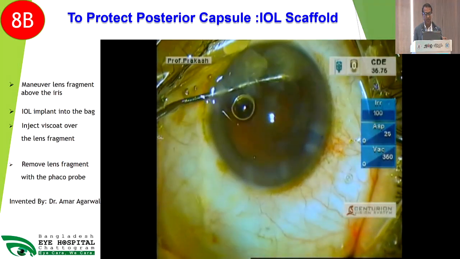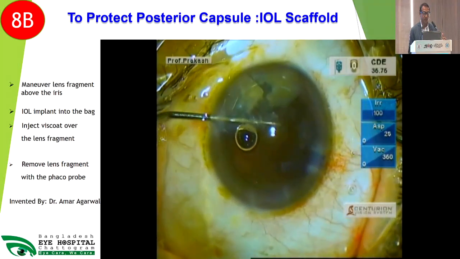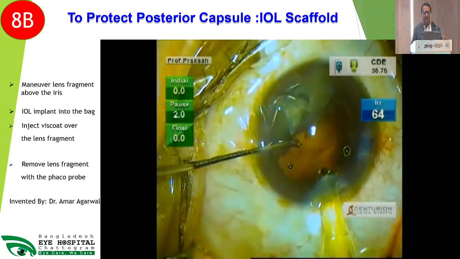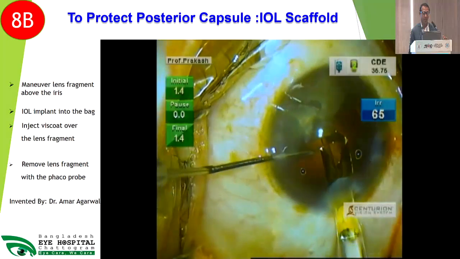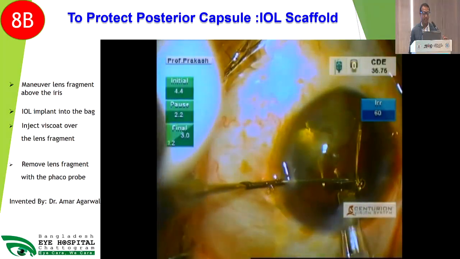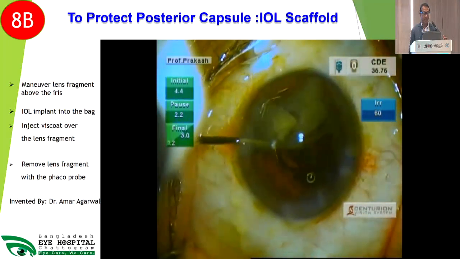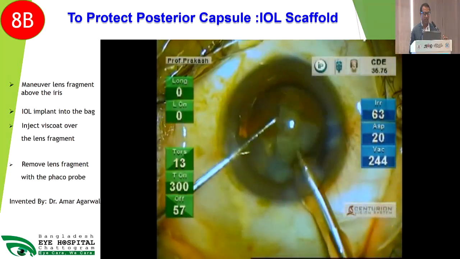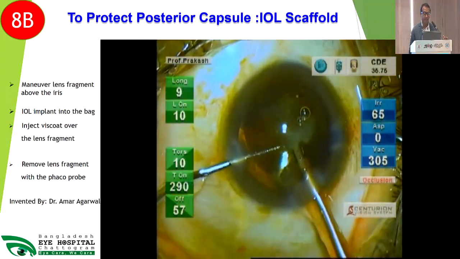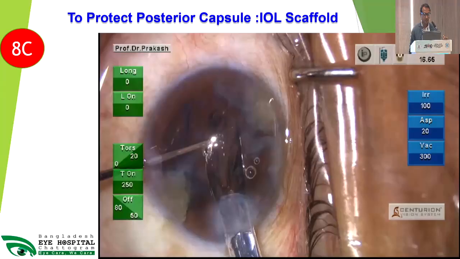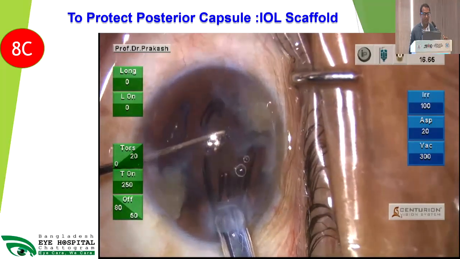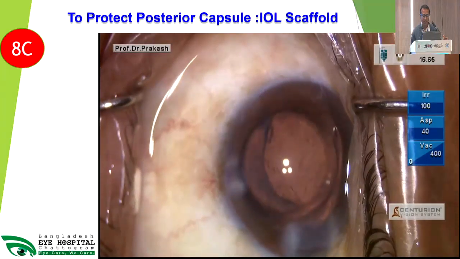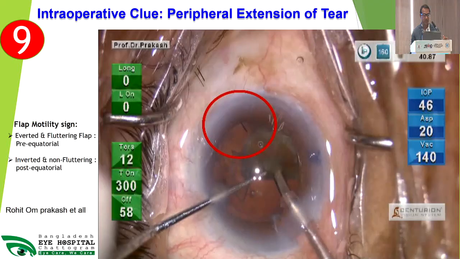In this case, in the IOL scaffold technique, I first maneuver the remaining lens fragments above the iris. Then I implant the single-piece foldable IOL into the bag through the existing corneal incisions. After injecting some dispersive OVD over the lens fragments, I take out the remaining fragments with phacoemulsification. Here I first implant the foldable IOL into the bag. Then with viscoexpression, I take out the remaining lens fragments.